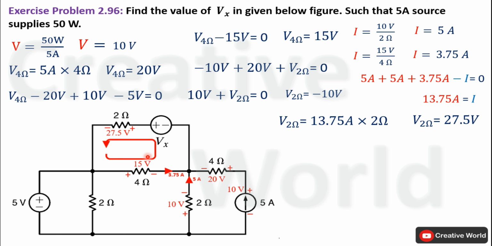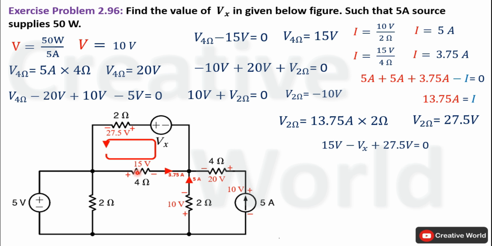Now in order to calculate voltage Vx, we will apply Kirchoff's voltage law inside this closed loop because we know value of voltage across these two resistances. For that purpose, we are assuming the direction of current in counterclockwise. Write KVL equation for this closed loop.